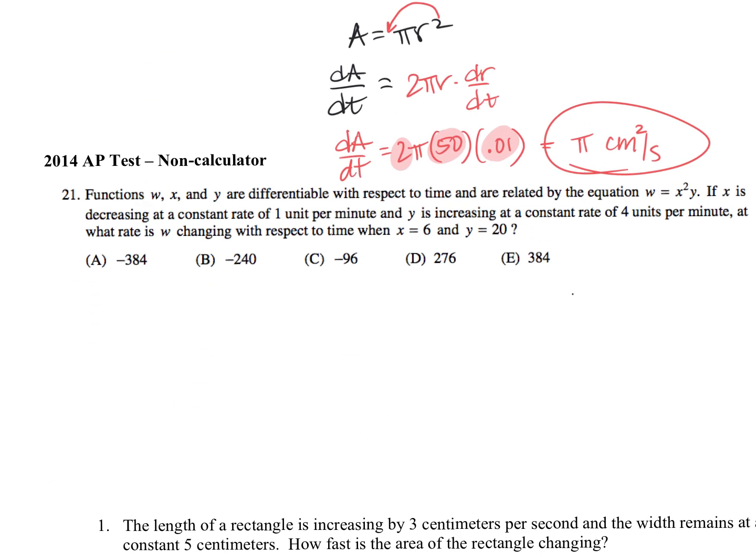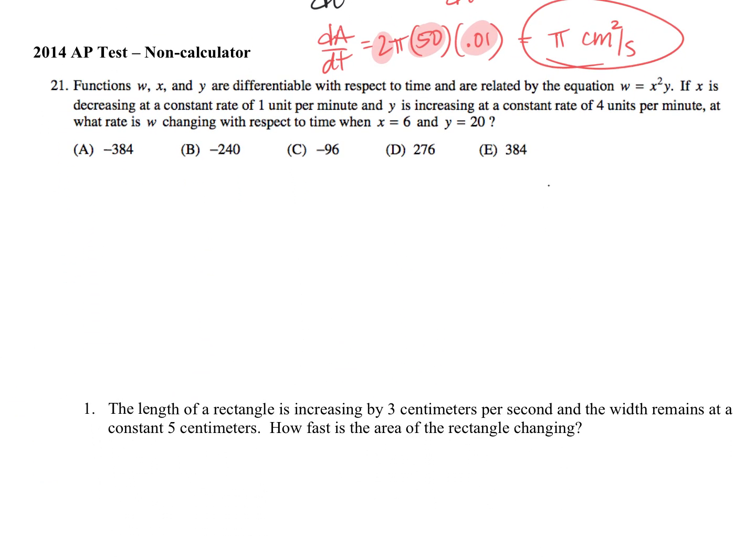Okay, let's keep it up, peeps. Now this one is a little less real-worldy. This one just says, hey, we've got this equation, w equals x squared y. And then they're going to give us some info. Let's extract it. x is decreasing at a rate of 1.